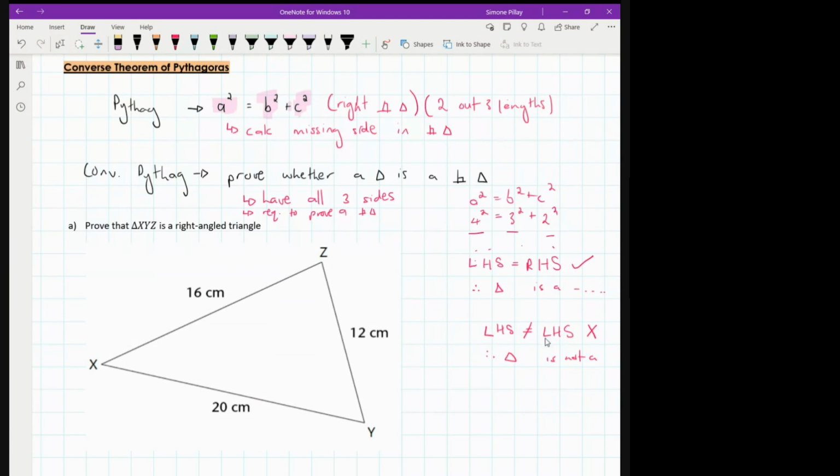If my left-hand side does not equal my right-hand side, then Pythagoras didn't work, and then the triangle is not a right angle triangle. So LHS and RHS is just what we use when we're using equations. It's the shorthand version of saying left-hand side and right-hand side. I hope that helped.